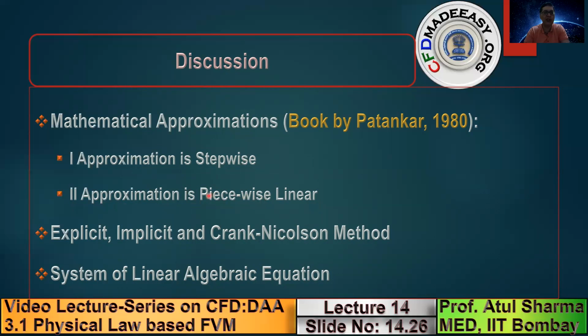Since all those approximations are the same, note that the final algebraic equation is the same, whether you use the physical law based finite volume method, which I presented here, or the earlier CFD books' partial differential equation based finite volume method. Both lead to the same algebraic formulations because the underlying approximations are the same. I have discussed the explicit, implicit, and Crank-Nicolson methods, where explicit and implicit are first order accurate, and Crank-Nicolson is second order accurate.